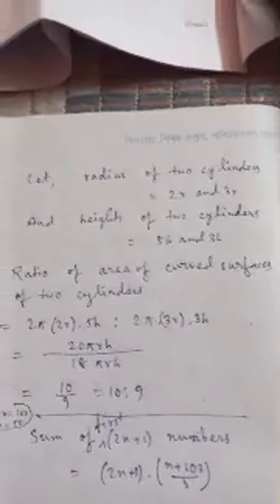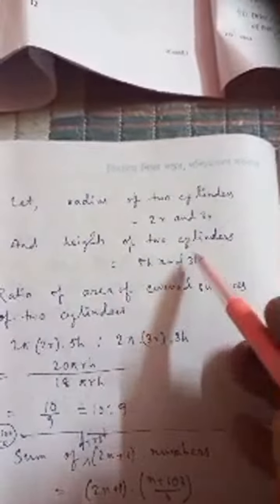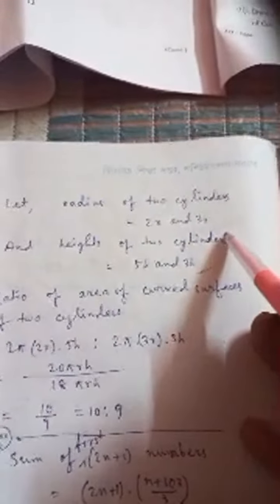Then the ratio of the areas of the curved surfaces. So we have to find the ratio of curved surfaces of two right circular cylinders, where the ratio of radii is 2:3, or we can take 2r and 3r, and the heights of the two cylinders are 5 each and 3 each.